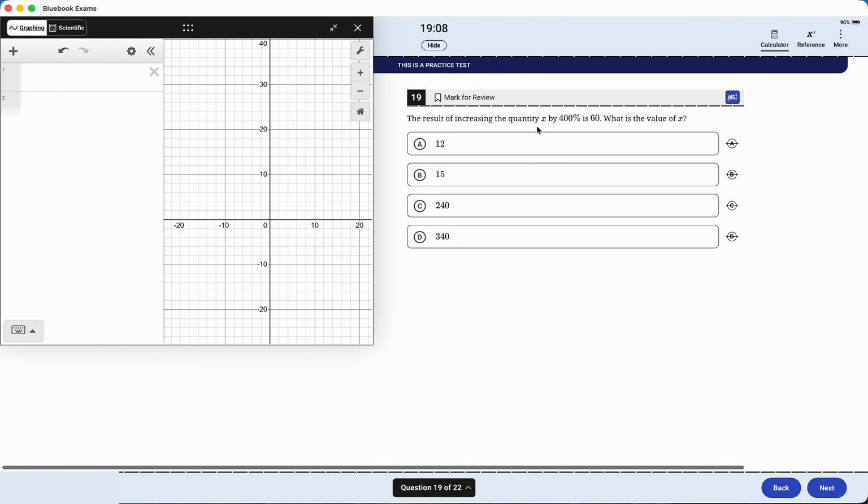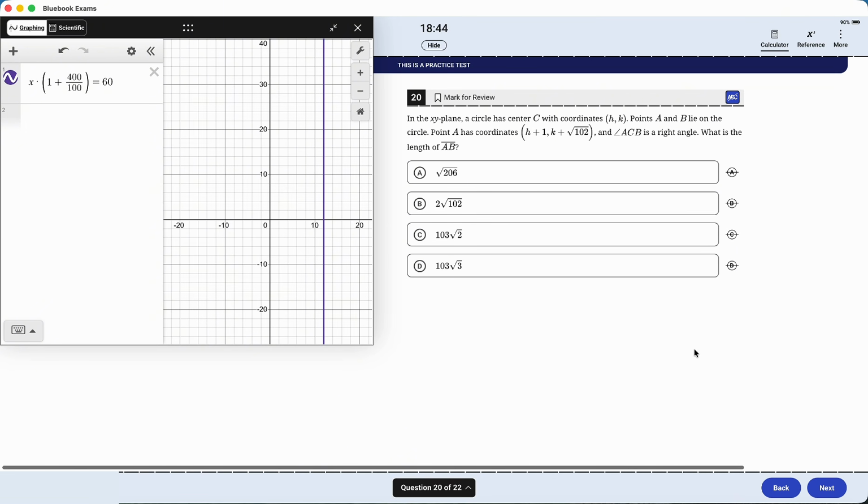It says the result of increasing x by 400%. So we're going to take x and multiply by an increase of 400%. The word increase is super important because you have to know to change it to 1 plus r in that case. And "is" is your keyword for equals. So this is my equation. If I can translate that, and that's super obvious, you can just click on your answer and you know it's 12.